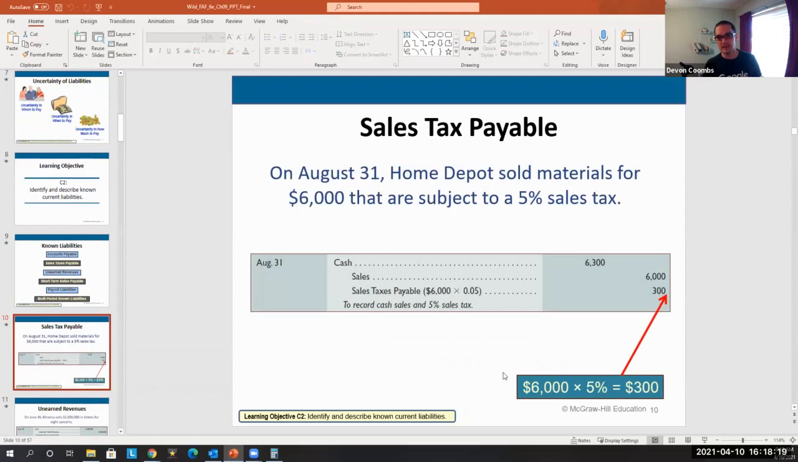So let's talk about sales tax payable. When Home Depot sells materials, whenever any of us go to Home Depot, we pay the sales tax. I wish it was 5%. It's closer to 10% in San Jose and California. And so they actually have to record that when we pay the sales tax, the business itself retains that sales tax. And then it remits it, it gives it to the government every single quarter.